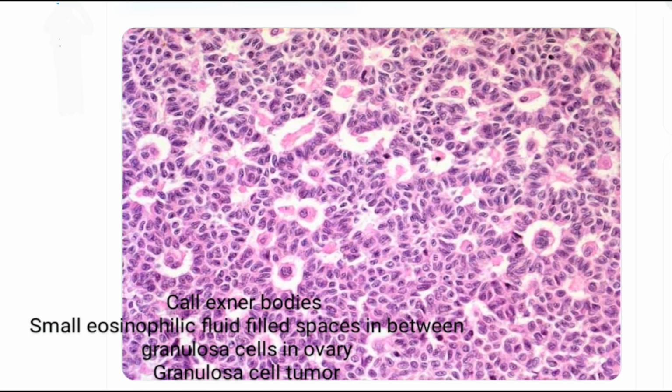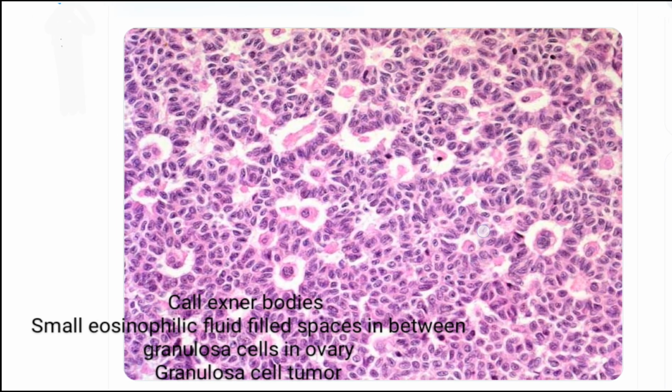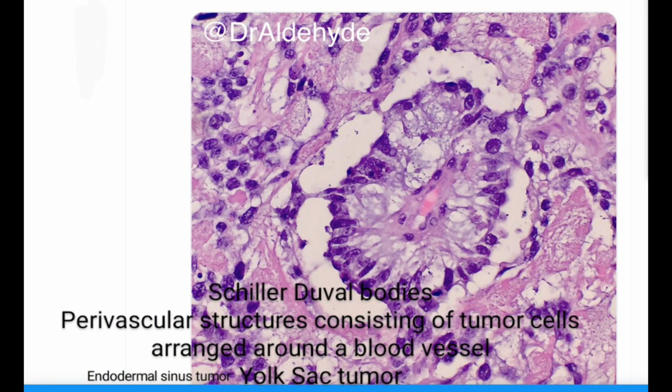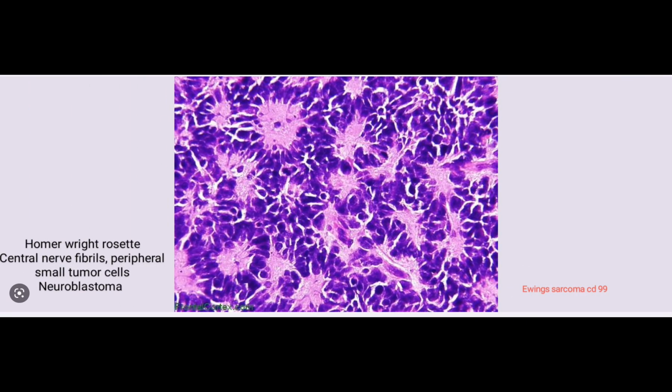Then we have the Call-Exner bodies. Call-Exner bodies are found in granulosa cell tumors of the ovary. In the granulosa cell tumors, there will be small eosinophilic fluid-filled spaces in between the granulosa cells. That is, in between the granulosa cells we have the eosinophilic, that is pinkish colored, fluid-filled spaces. In the Schiller-Duval body we had the blood vessel. In the Homer Wright rosettes we have the nerve fibrils in between.